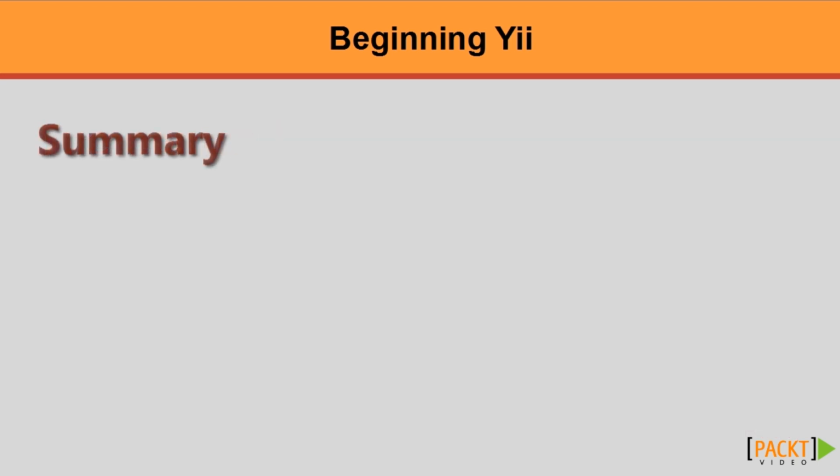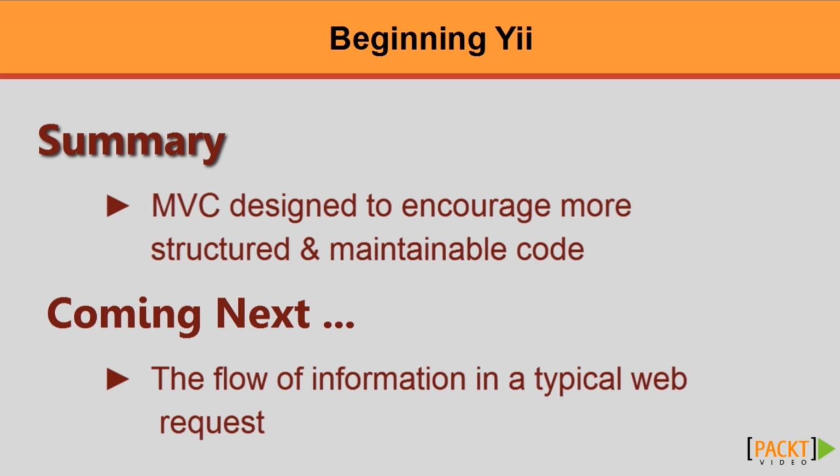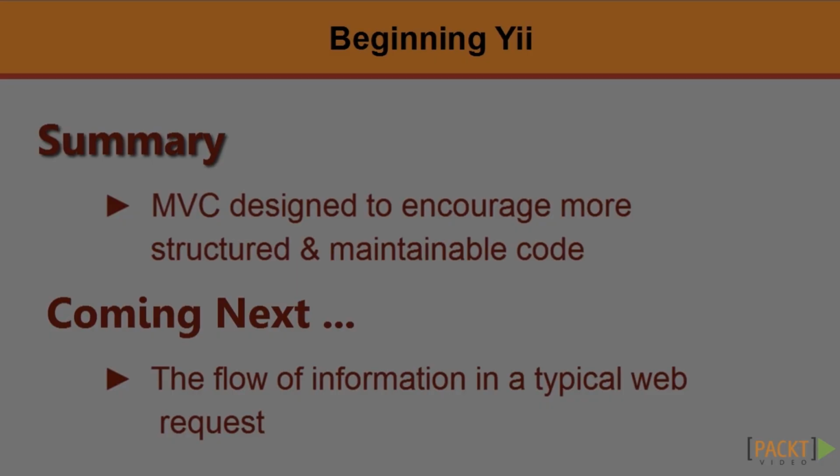In conclusion, we've seen how MVC architecture is designed to produce more structured and maintainable code, and the roles that each component of this architecture takes within the application. In the next section, we'll look at how these three components communicate and the flow of information in a typical web request.